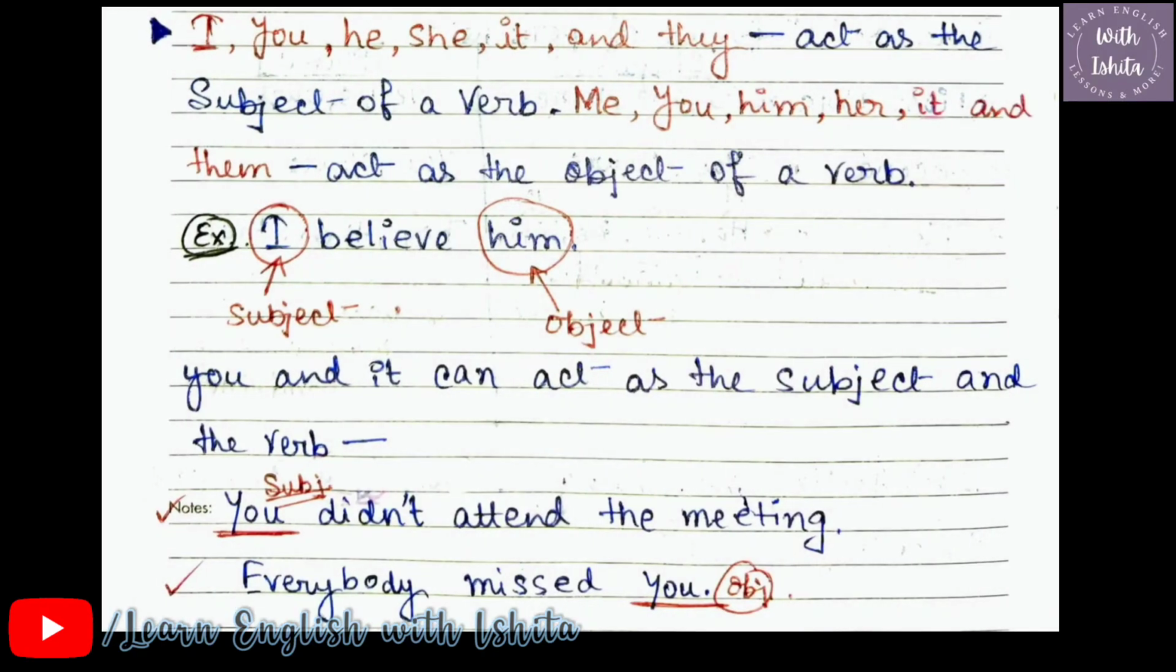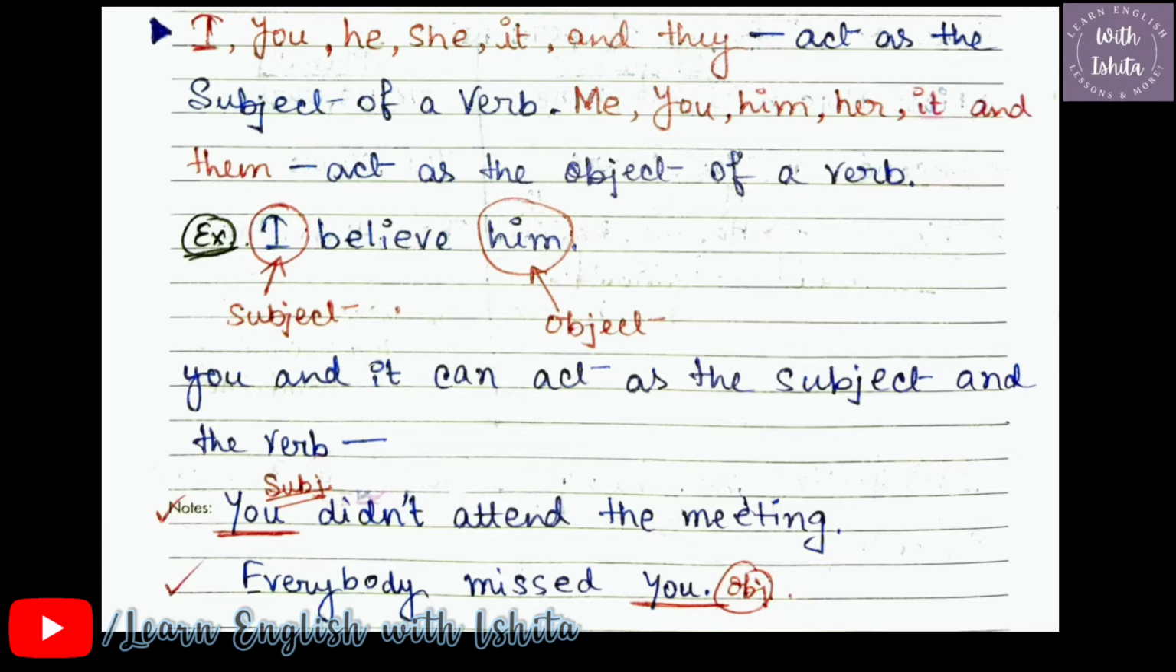Next one, I, you, he, she, it and they act as subject of a verb, and me, you, him, her, it and them act as the object of the verb. For example, I believe him. In the sentence, I is the subject of the sentence, and him is the object of the sentence. You and it can act as the subject or the object of the verb.